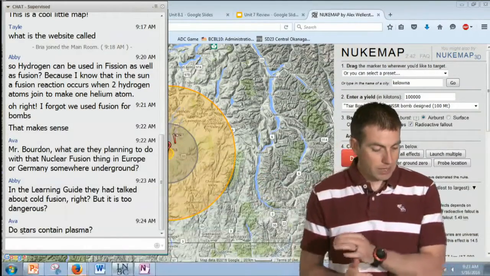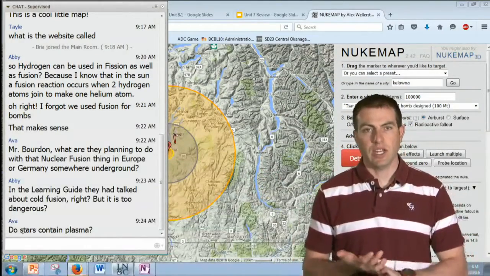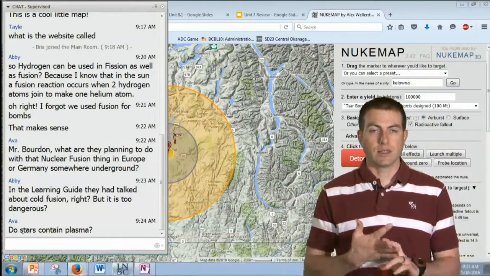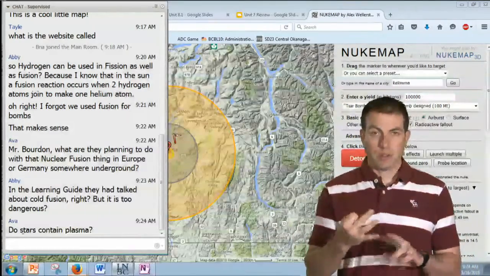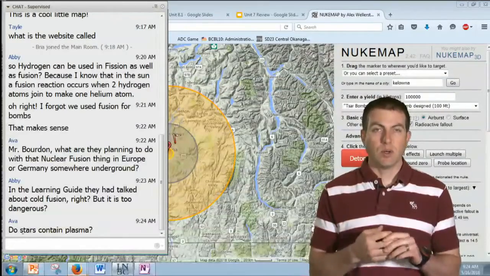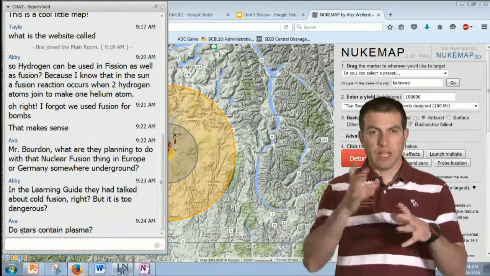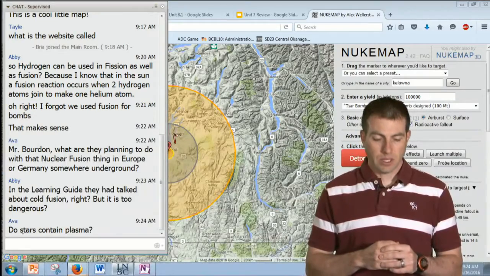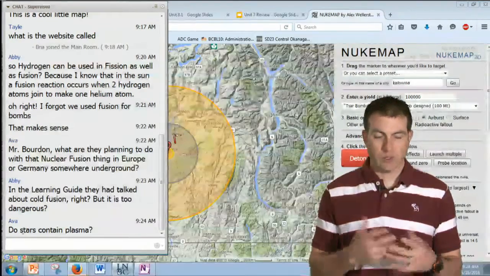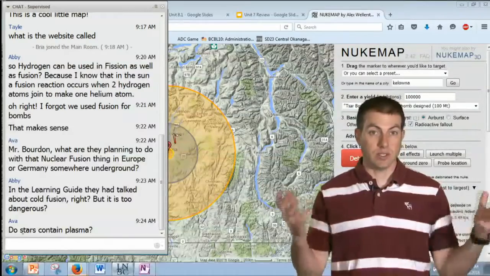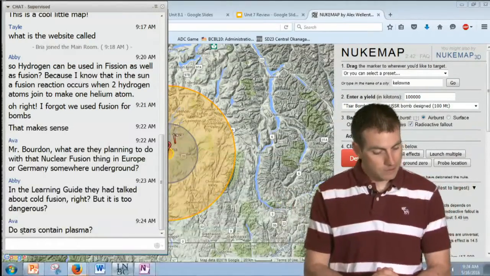Do stars contain plasma? Yeah, plasma is another state of matter. So you have solid, liquid, gas, which are the three normal states on Earth, and then plasma. So fire is kind of like a plasma, like the flames from fire. Yeah, it's just another state of matter. So the sun is just a big ball of plasma, essentially, yeah.